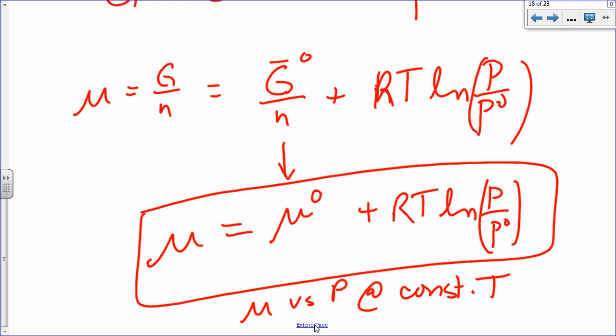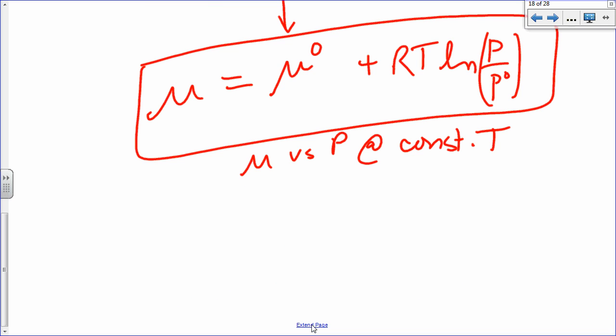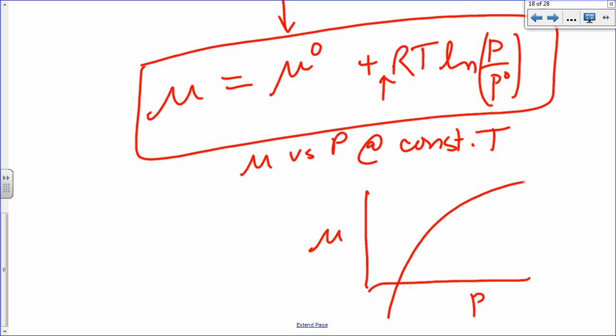The chemical potential of an ideal gas varies with pressure at constant T. And it's basically the same thing as the plot we had earlier for G versus pressure, because all we really did was do it on a per mole basis, so the graph's going to look the same. So this is P naught, and this is mu naught right here.